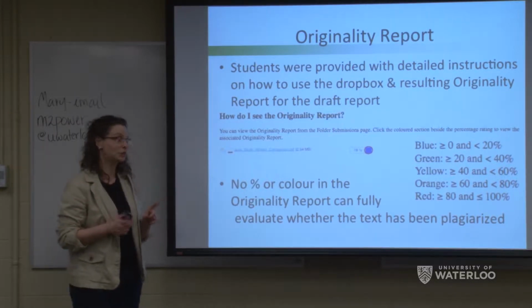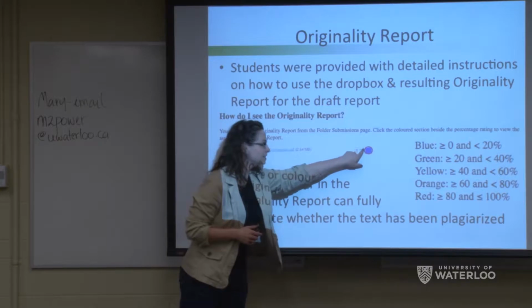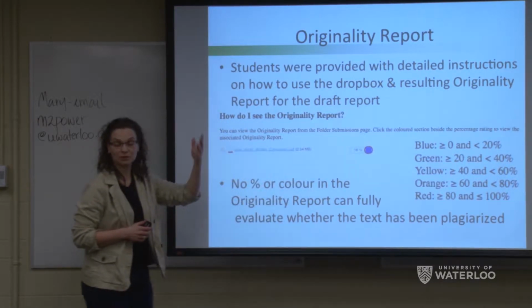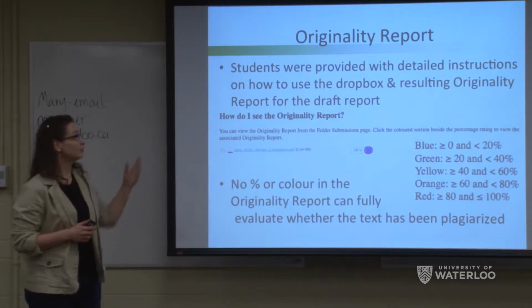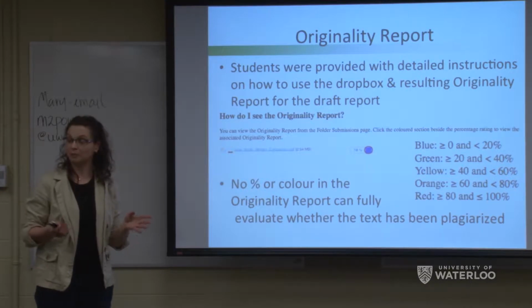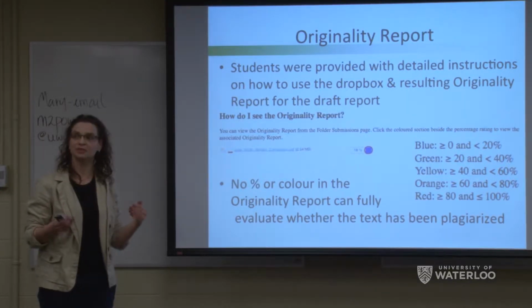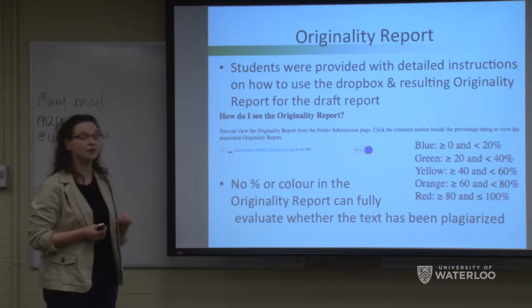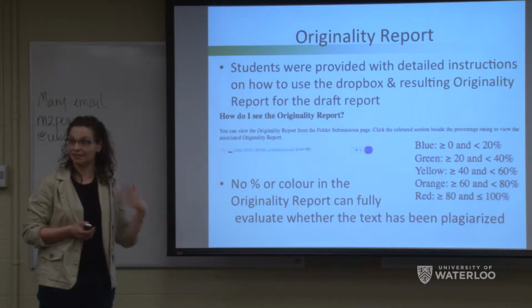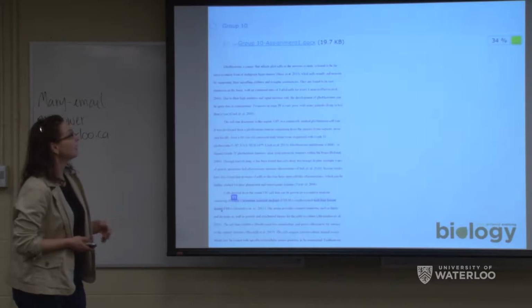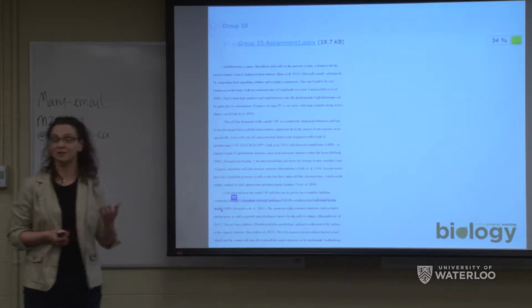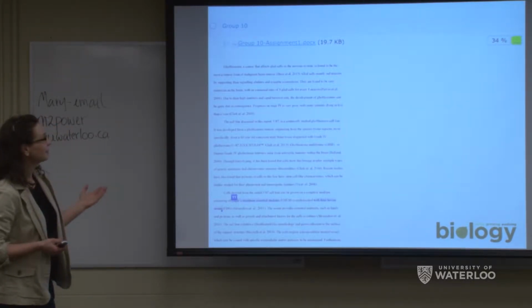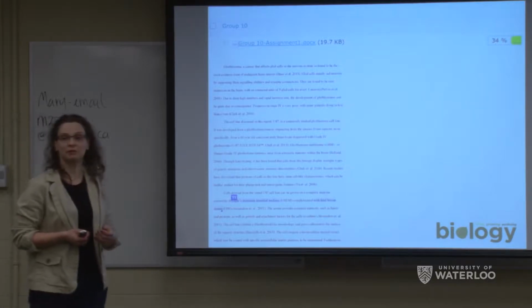But what you would do is click on that colored square and bring up the Originality Reports. So for the fall 2014 group, those students did have that opportunity for the first time to click on their draft submission and see the originality report. And so I pulled one of my groups. This is group 10. Their originality report, 34%.